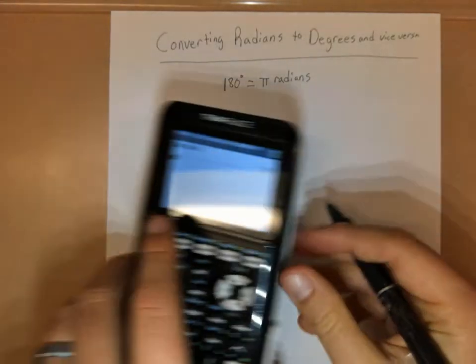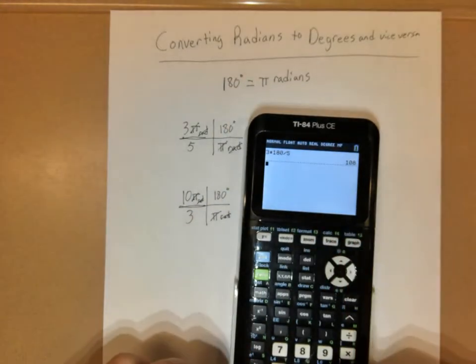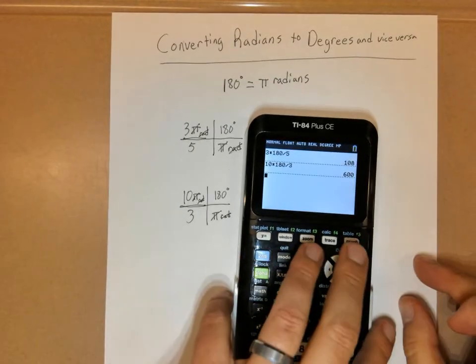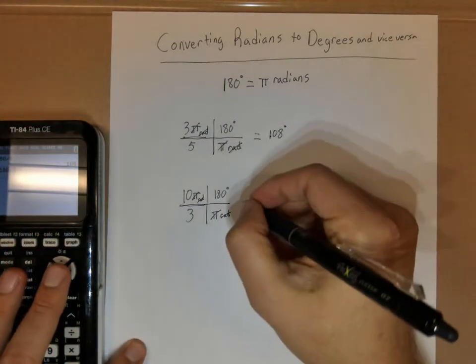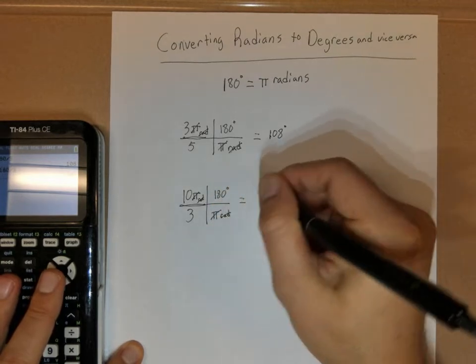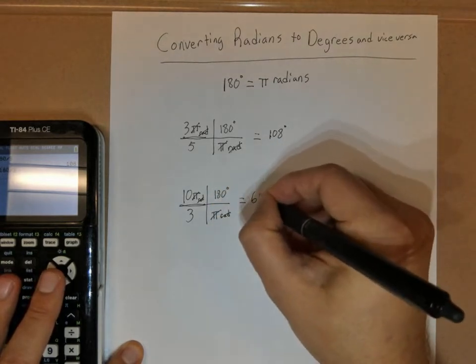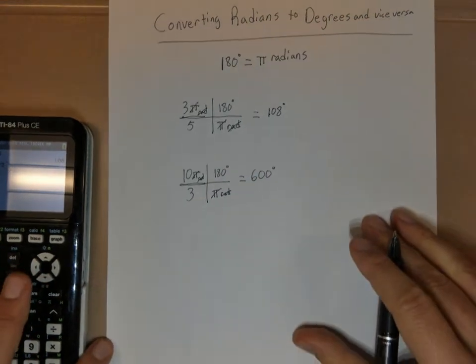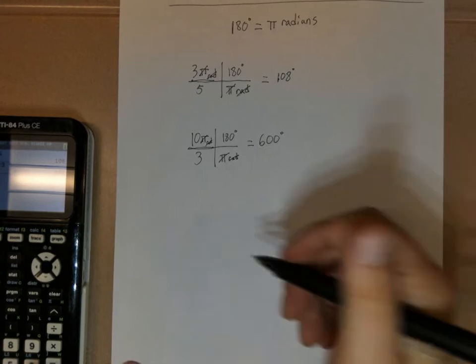So we'll bring back the calculator here. 10 times 180 divided by 3, and you should get 600 degrees. So 10 pi over 3, or 10/3 pi radians, is equal to 600 degrees. And then it's just the reverse. If you want to go backwards, you do the opposite thing.